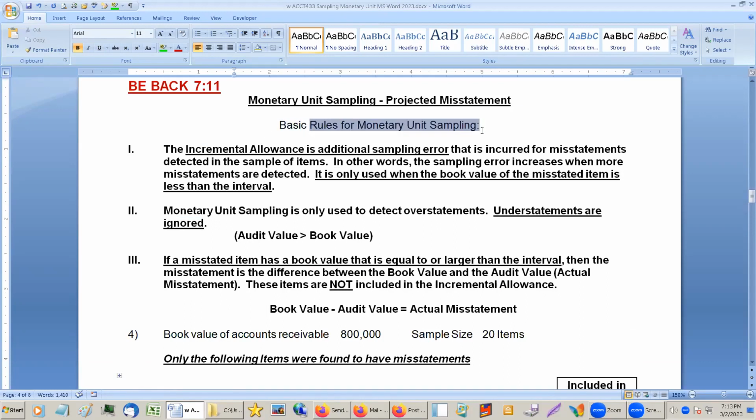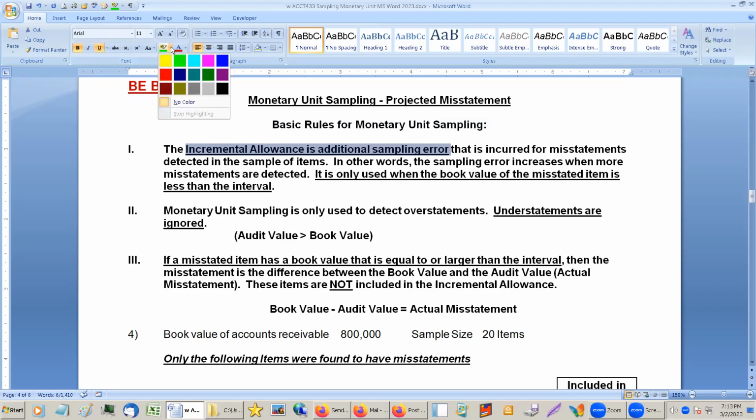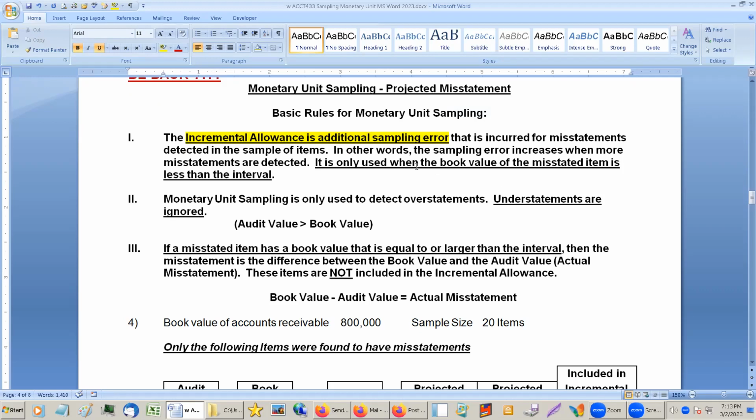Yeah, so there we have the rules for monetary unit sampling that make it a little less fun, we'll put it that way. Okay, so let's see here. Incremental allowance. I'll give examples of this in a little bit.